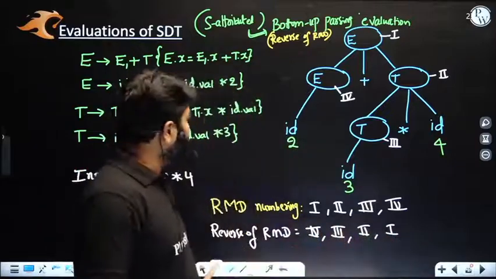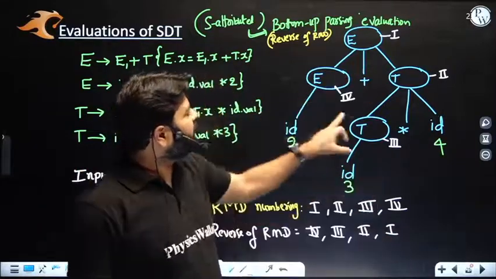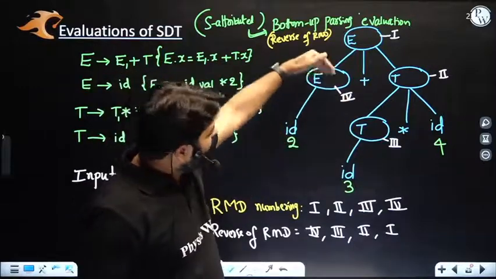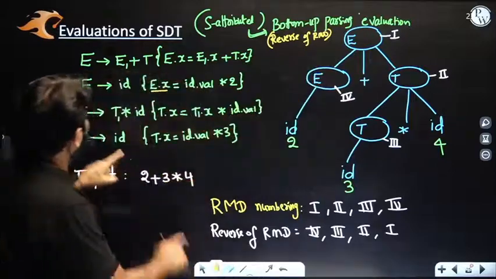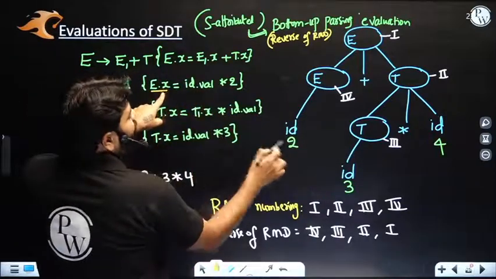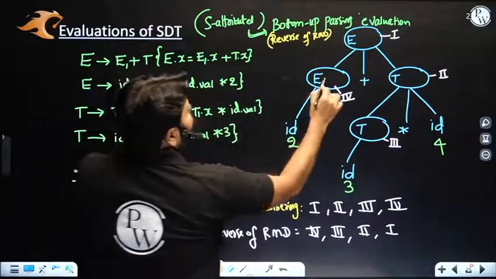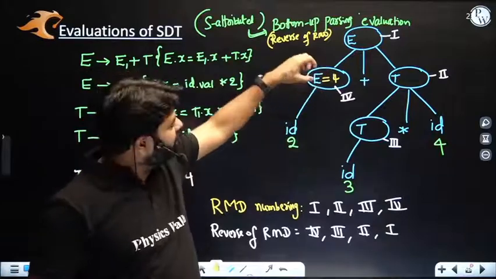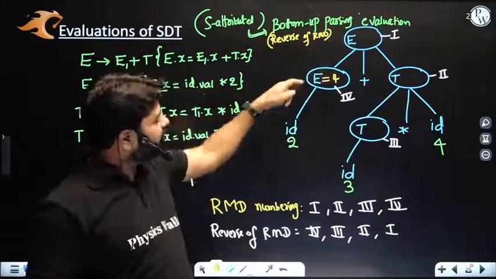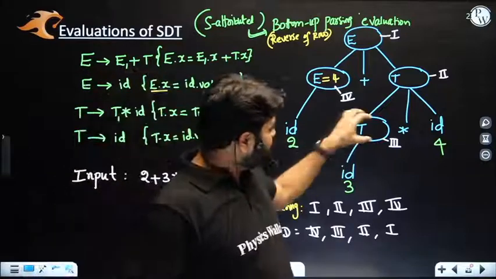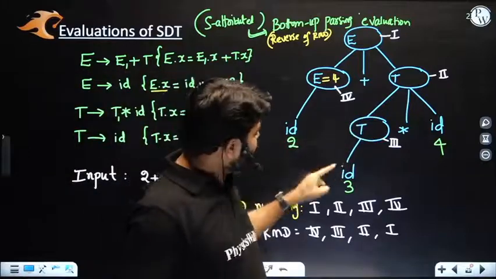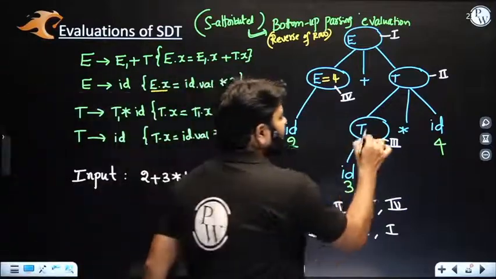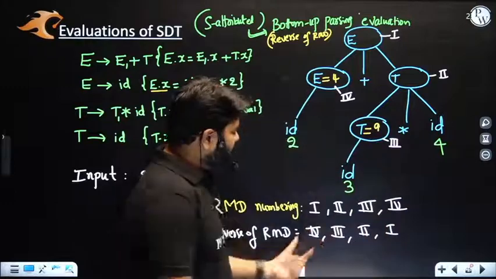Who is the 4 here? This one. So you are going to evaluate this first. 4 means this one. So what is its production? E derives ID. ID dot value 2, multiplied with 2, is going to be assigned here, 4. That's it. This non-terminal, you're going to substitute with ID. Next, 3. This non-terminal, you're substituting with ID. So T to ID is ID dot value multiplied with 3. 3 multiplied with 3 is 9. You assign it here. Now 4 is done, 3 is done.